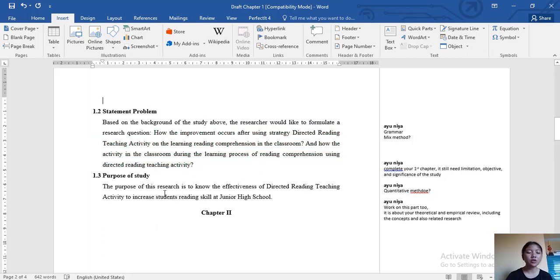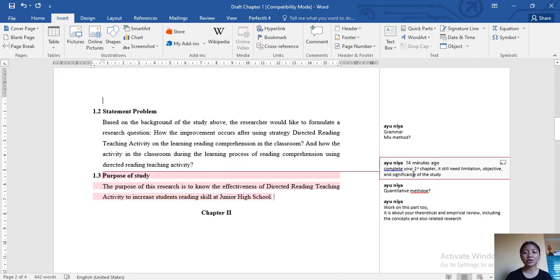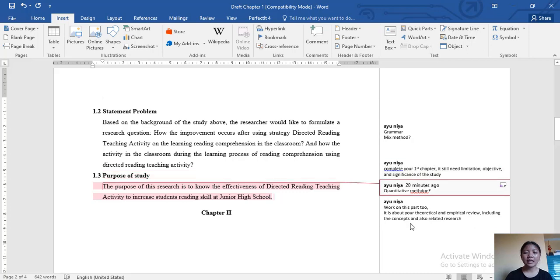But when I saw the purpose of the study, it is more like when you find the effectiveness, it means you find the impact, right? How it affects the students. So I think this one is your quantitative one. So I think you really need to be concerned about the method that you want to use in your research. Then you need to complete your first chapter, because it still needs the limitation of the study, the objective of the study, and the significance of the study.